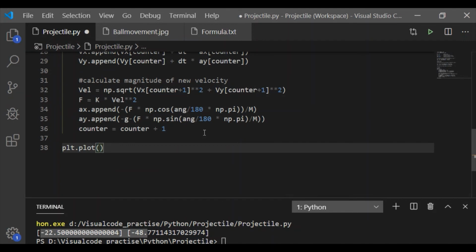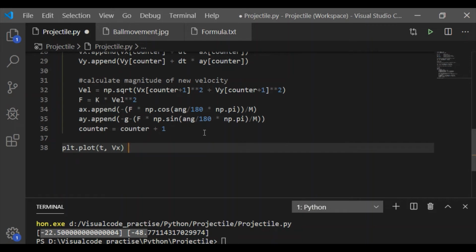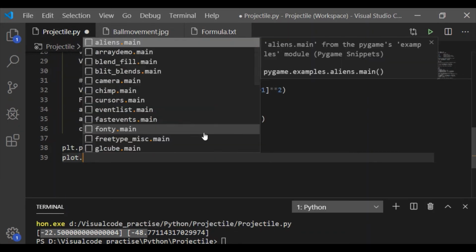This plotting of velocity against x-axis, Vx, with the time will help us to understand only the velocity component. First, let us understand the velocity component with respect to time on the ball. Then we can easily understand the range of projectile for the ball movement.